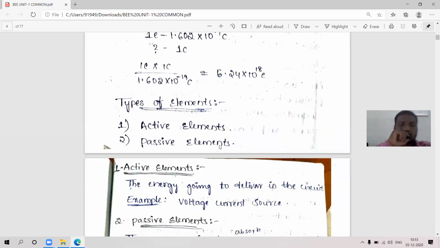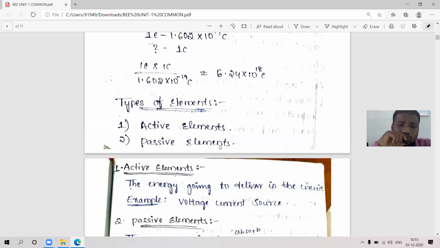Now coming to the types of elements. It consists of two types: one is active, another one is passive. So what is meant by active? Clearly the name is indicating. Active means which is delivering energy. Passive means which is receiving energy. Active means sending or delivering energy.